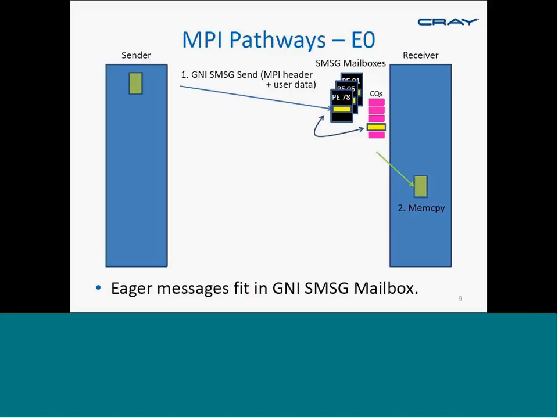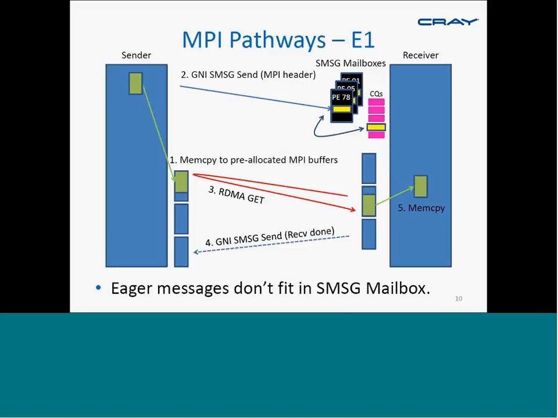Trying to show visually how this would be done. The sender first will initiate a send. That send will go directly to the receiver's small message mailbox. And if there's a mailbox available, then that receive is done, and a memcpy will transfer the actual message data from the small message mailbox to the buffer in that user process's address space. So there's this extra memcpy, but it's pretty simple, pretty straightforward.